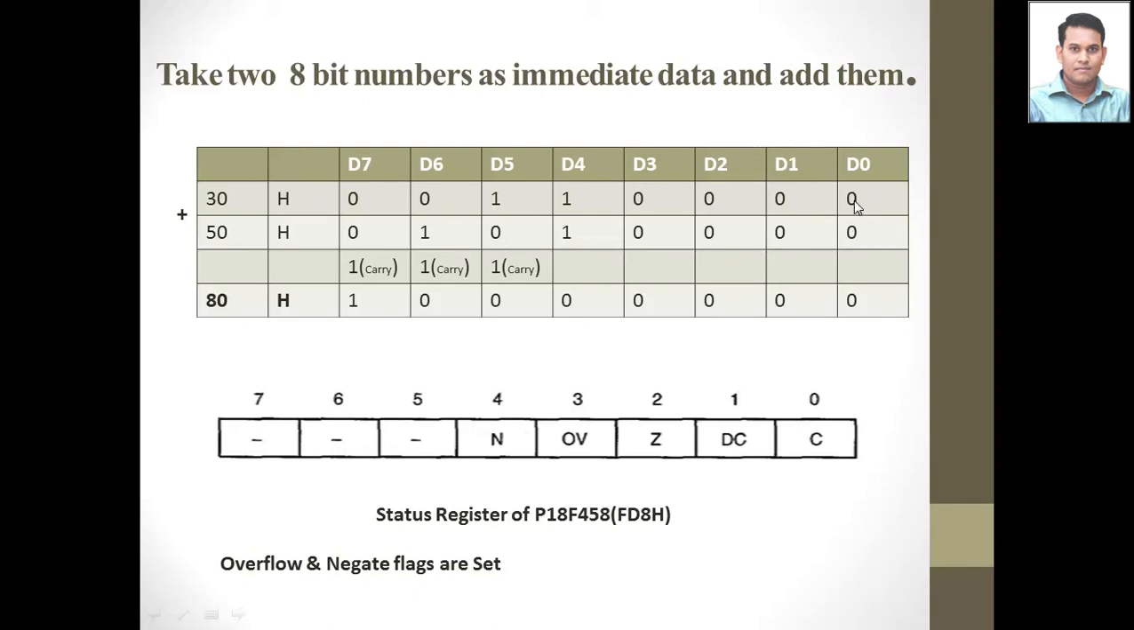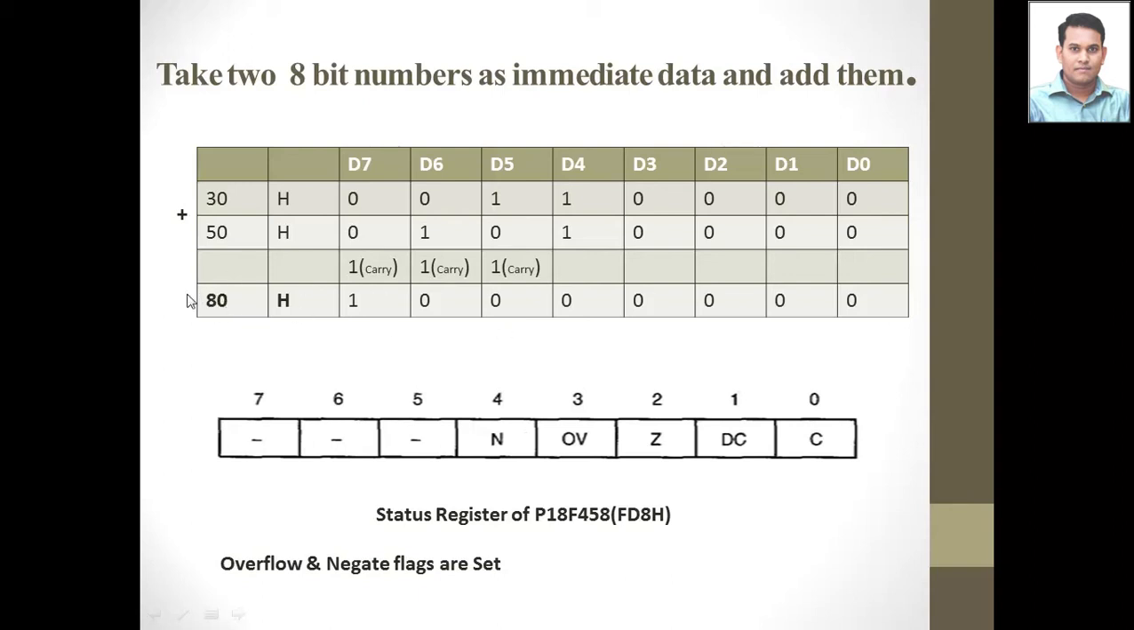Here we will get 0 plus 0 equals 0 for the lower four bits. Next, 1 plus 1 is 0 and carry is 1. Then 1 plus 0 is 1, and 1 plus 1 is 0, carry 1. Again, 1 plus 1 is 0, carry 1, and lastly 0 plus 1 is 1. So this is the binary of 80H. This is what we have to check in the MPLAB software.